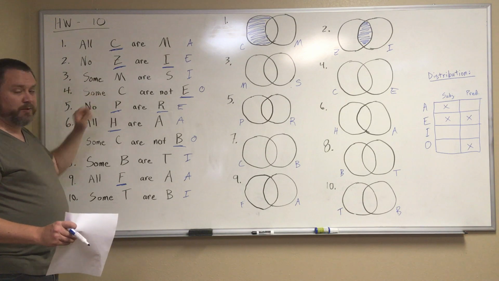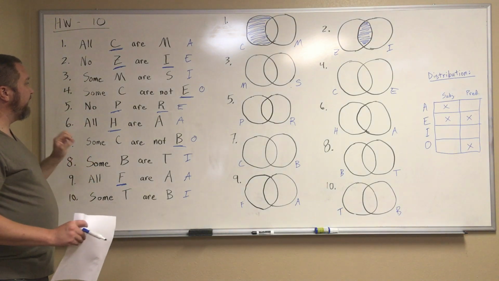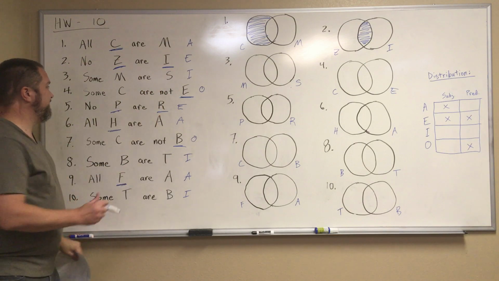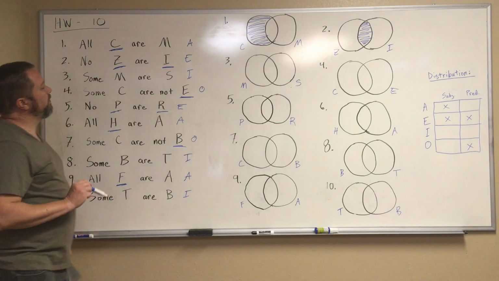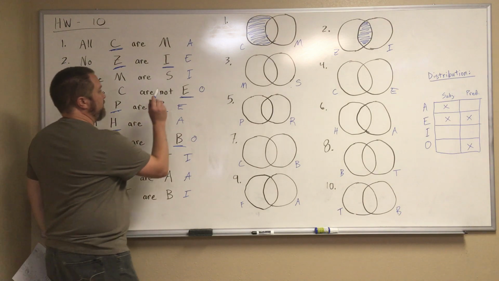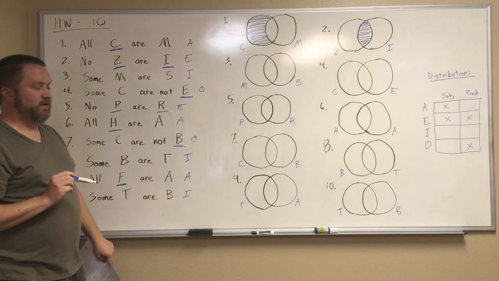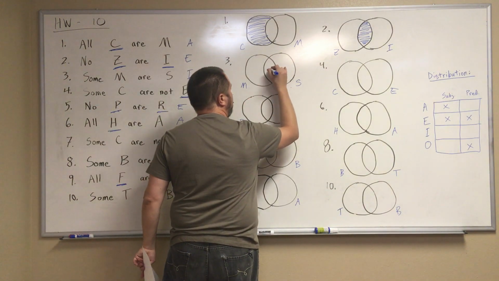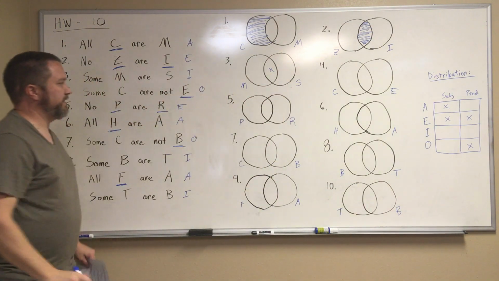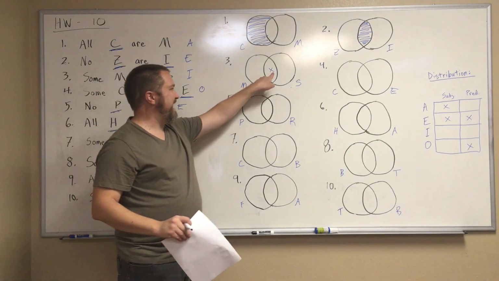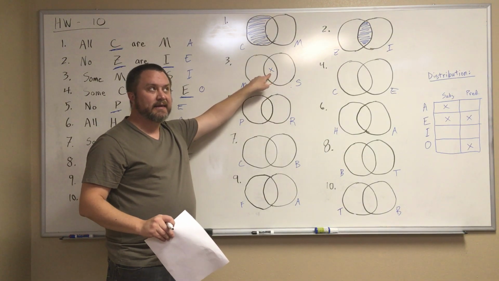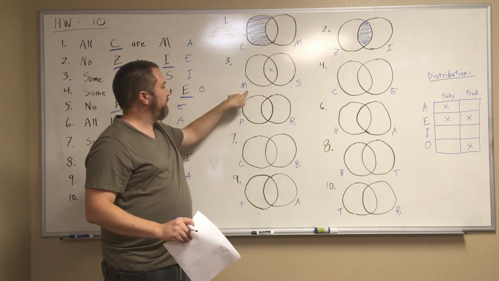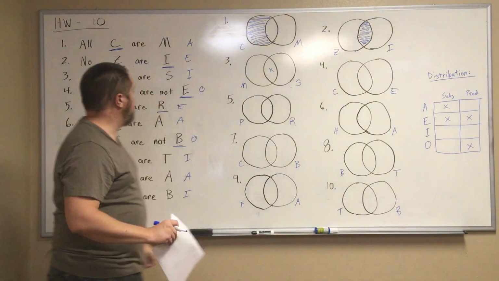So I and O statements, we're going to use an X to represent at least one. So some M are S, what we're saying is there is at least one member of the M category that is part of the S category. And the only shape that we have is right there. So this X represents at least one member that we know of that is part of the M category and also part of the S category.